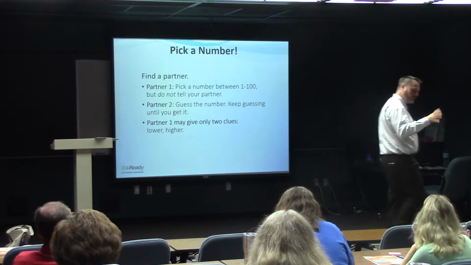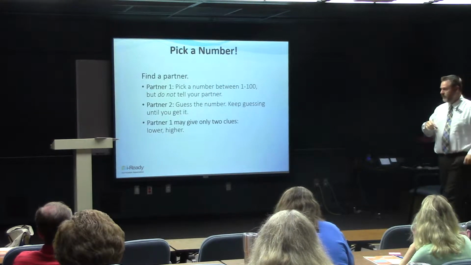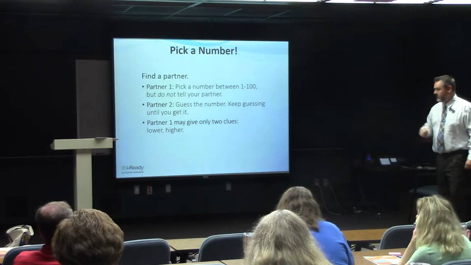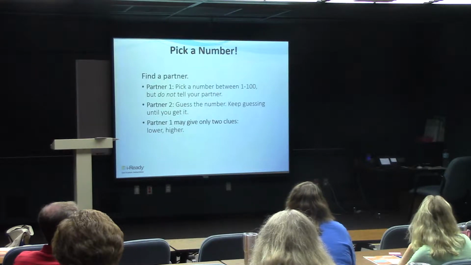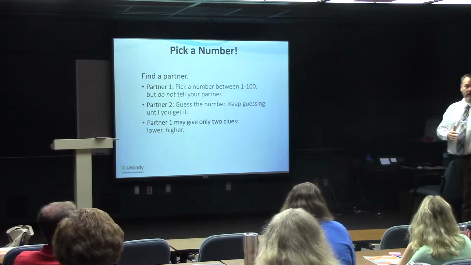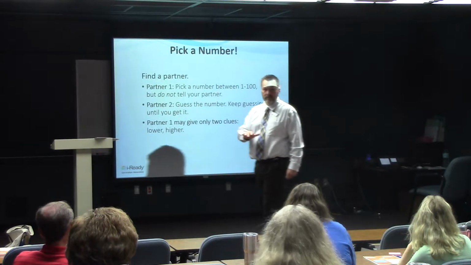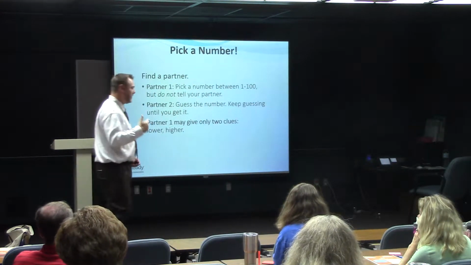So here's what we're going to do. We're going to do a real quick activity. You're going to partner up. We have enough pairs in here. Partner A, you're going to pick a number between 1 and 100. Partner B has to try and guess what that number is. And all you can say, partner A, is higher or lower. That's it. Okay? So we're going to do this for about a minute, then we're going to come back together. Go ahead and do that.